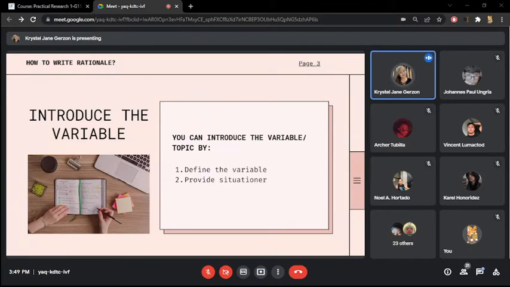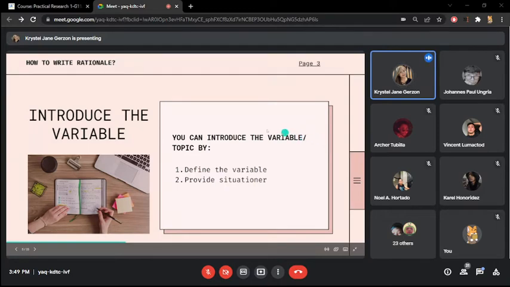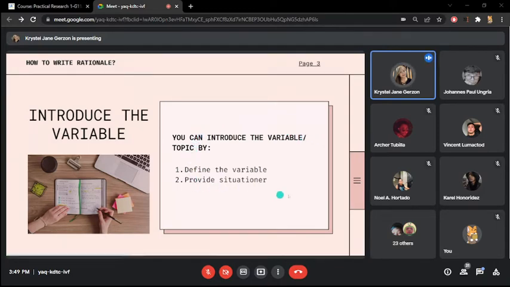Before you right away discuss online class, probably you can talk about how, since the pandemic came, the education system had to adopt the online modality, etc. So that's an example of a situationer. Later on, I'll also show you some more examples on how to format, so that you will be guided on how to write your rationale.